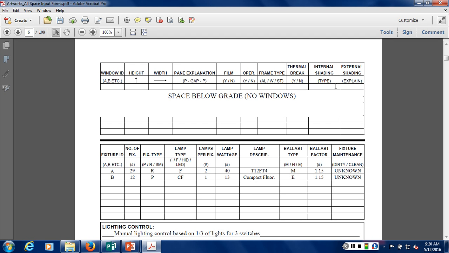Is there internal shading? Blinds, drapery, is there something that the customer or the building owner can use to block out solar? And then finally, is there external shading? So are there buildings, trees, overhangs, awnings? Is there something outside that would also help eliminate or minimize the amount of solar transmission?